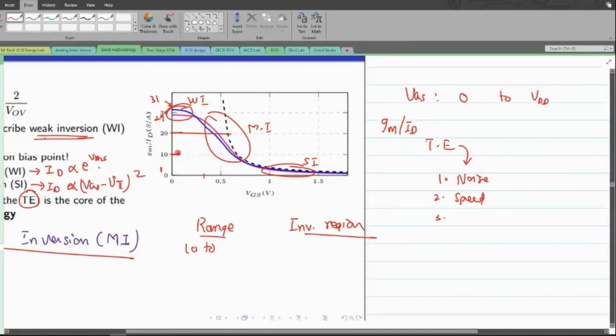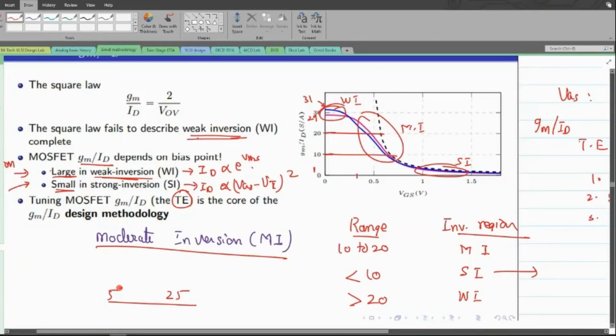Anything that falls between 10 and 20, we say that the transistor is in the moderate inversion region. Anything that goes below the value of 10, we call stronger inversion, and anything that goes beyond the value of 20, we say that our transistor is in the weaker inversion.